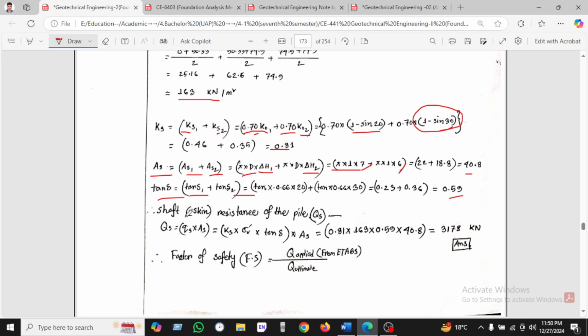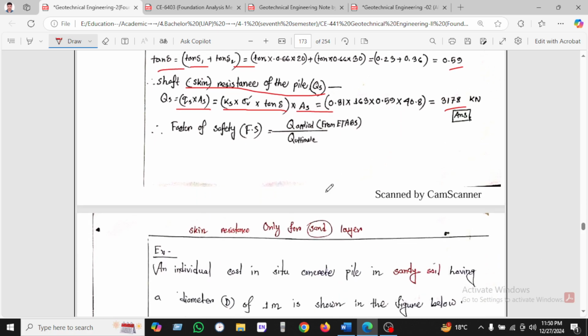And the skin resistance of the pile will be qs into As, where qs equals K gamma vertical tan phi, equal to As, and found 317 kilonewton. And you will use the factor of safety, divided by 3, then it will be almost 1000 kilonewton.